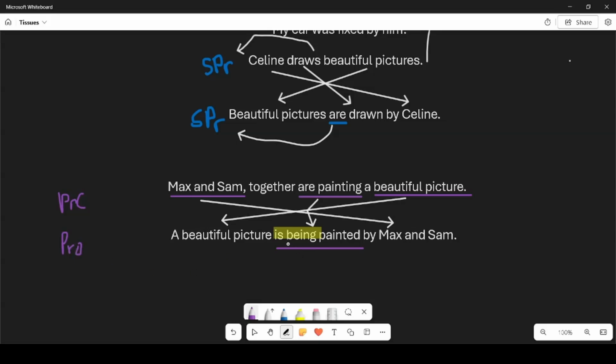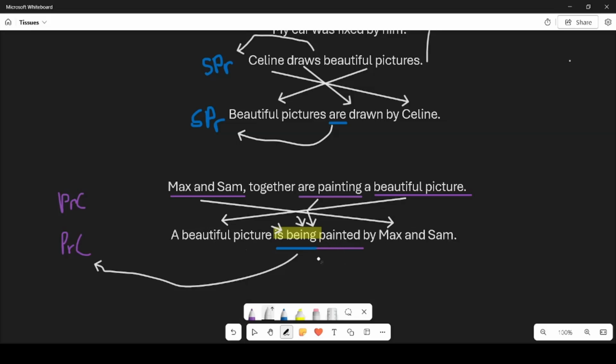So this bit shows us that it's still in present continuous and has not changed into past continuous or anything, because the word "is" is here. We have the word is, we have being, and it has ing in the end. So it's pretty important to add all of these, because if you don't, "a beautiful picture painted by Max and Sam" would be wrong.